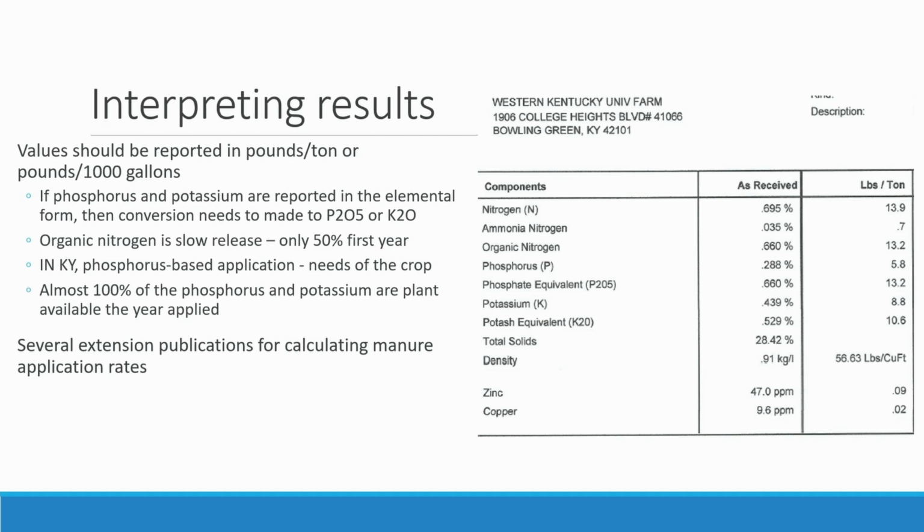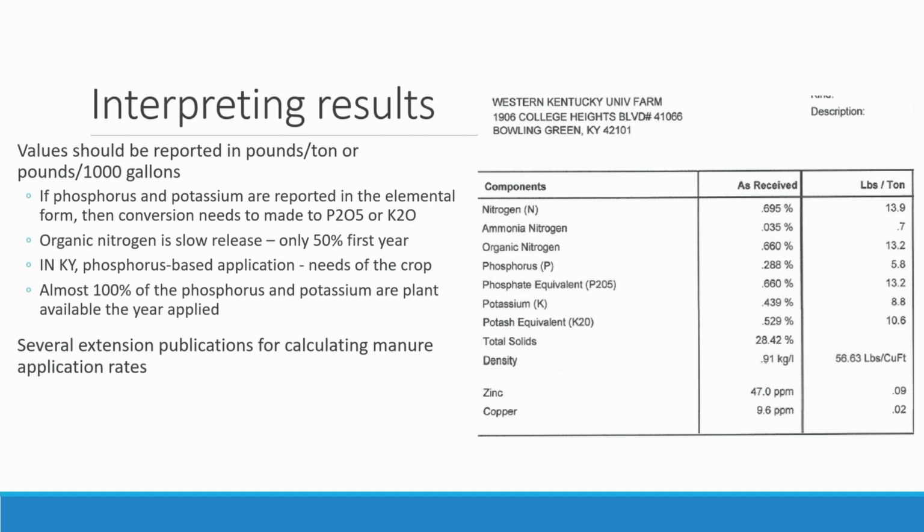Now, if you need help interpreting the results, there are many publications out there talking about manure nutrients and what they mean, and you could give me a call. Several extension agents are pretty savvy about interpreting results as well. But all values should be either reported in pounds per ton or pounds per 1,000 gallons. If not, we need to do some conversions.